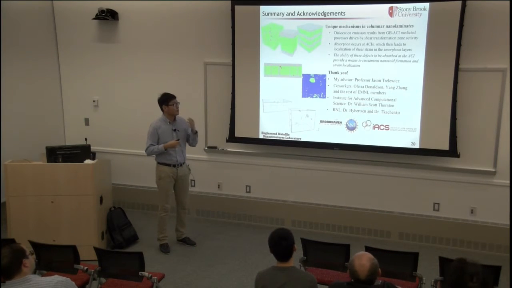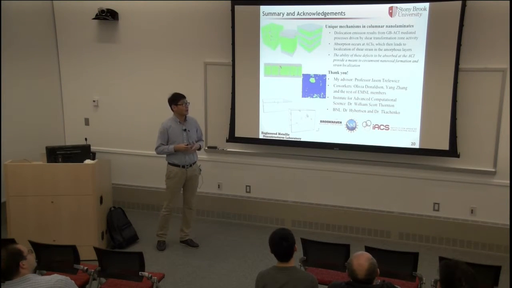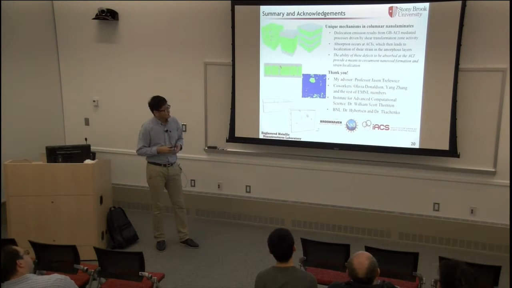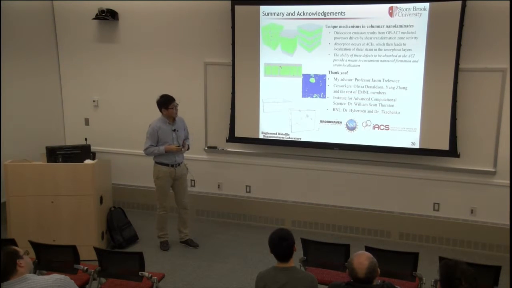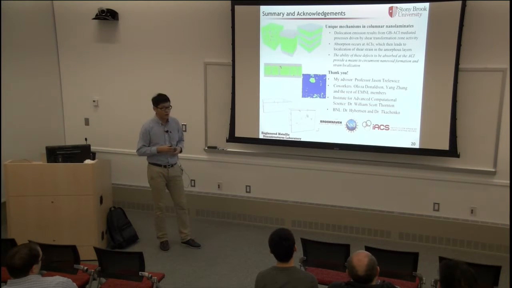So to sum up today's points, we studied the unique mechanics in the columnar nanolaminate. The dislocation emission results from a grain boundary and ACI mediated process driven by shear transformation zone activity, and absorption occurs at the ACI, which then leads to the localization of the shear strain in the amorphous layer. The ability of these defects to be absorbed at the ACI provides a means to circumvent nanovoid formation and strain localization.